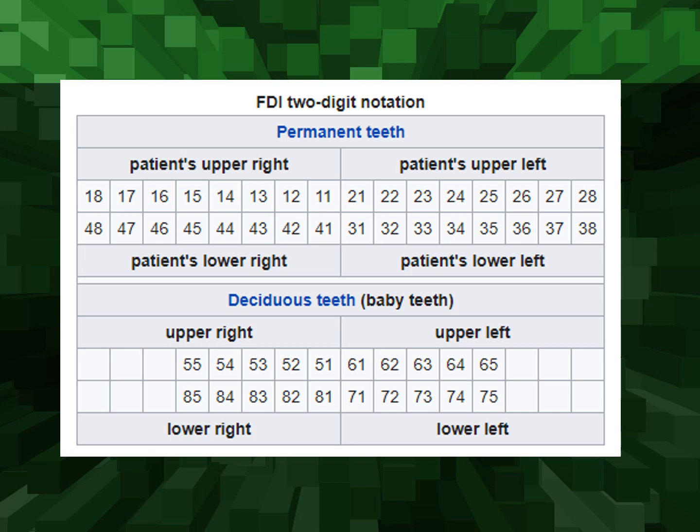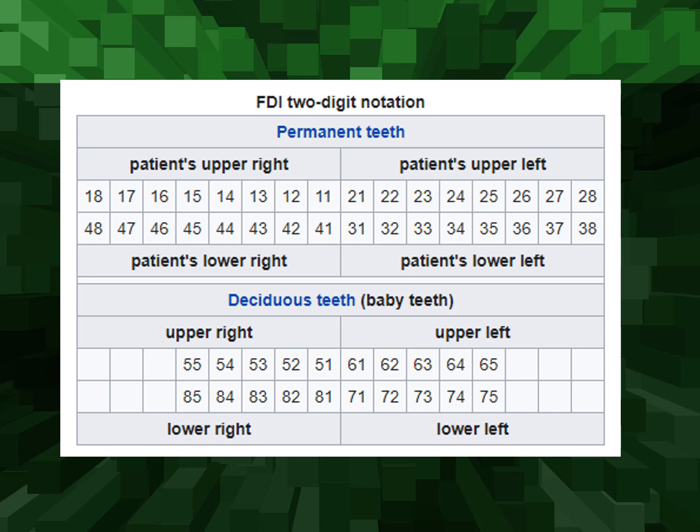And every tooth is marked with numbers according to its position from the midline. Number 1, central incisor. Number 2, lateral incisor. Number 3, canine. Number 4, first premolar. Number 5, second premolar. Number 6, first molar. Number 7, second molar. Number 8, third molar. Second numbers are the same for all 4 quadrants.